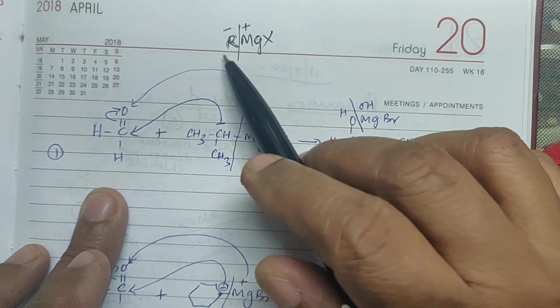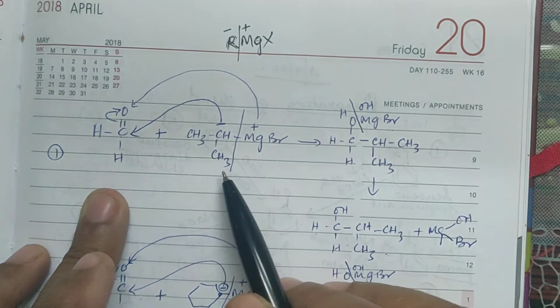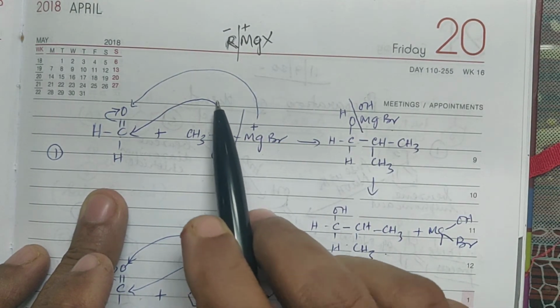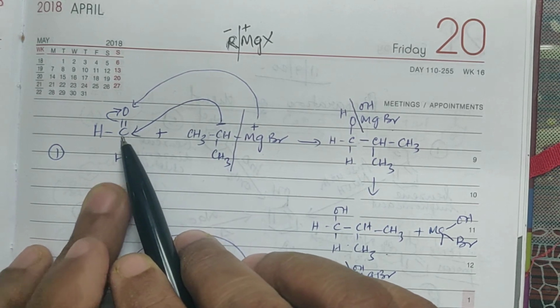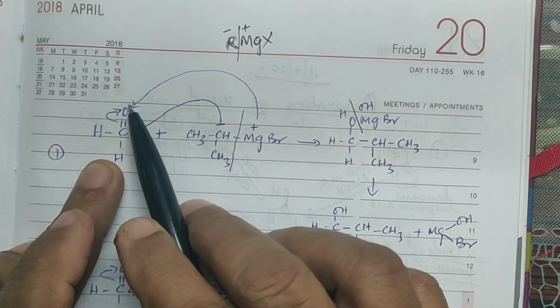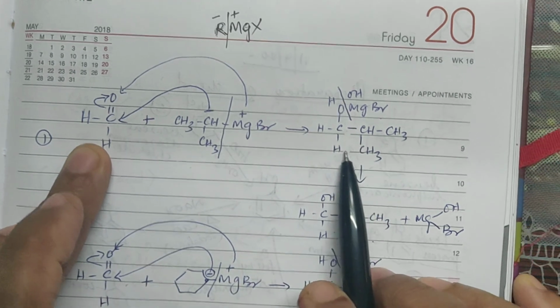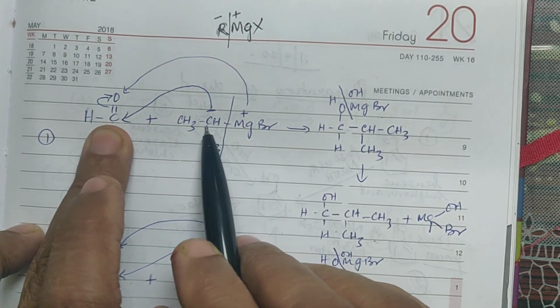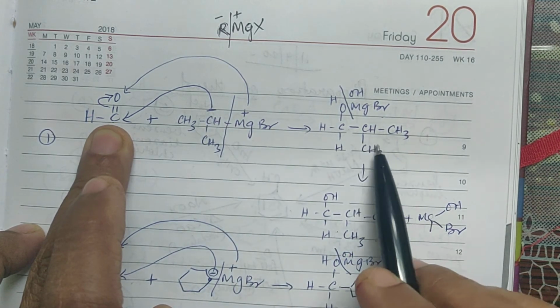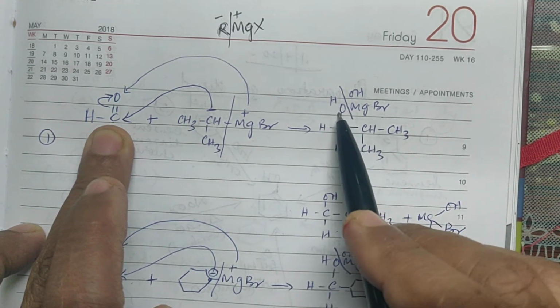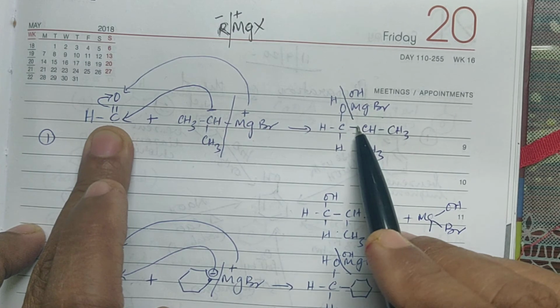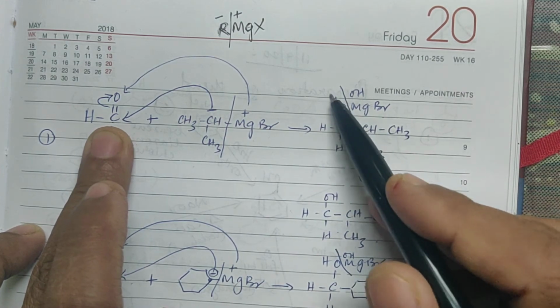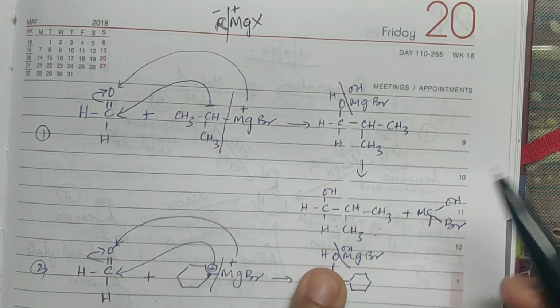RMgX is splitting like this, isn't it? R minus and MgX positive. So this minus charge is getting attached to the positively charged carbon, and this will shift. Okay, so you will get CH2 with this CH attached, CH, CH3, CH3, and this will be OMgBr, and this will undergo hydrolysis, so this will become OH. So you will get this product.